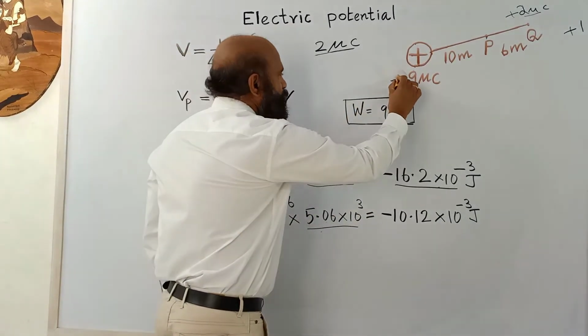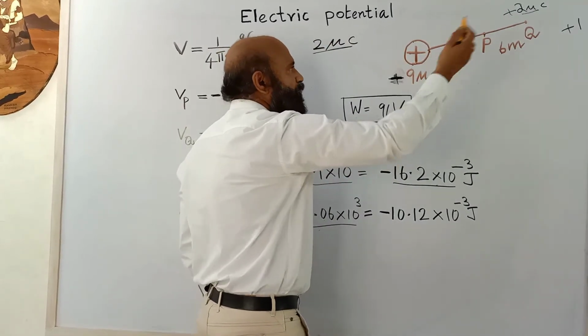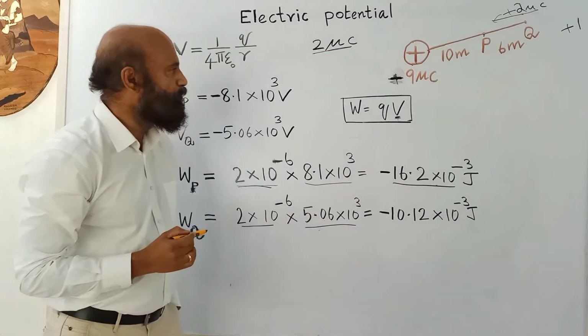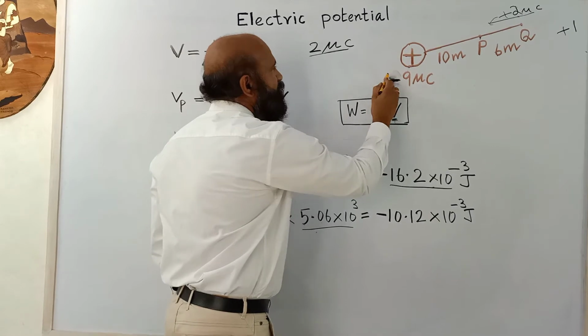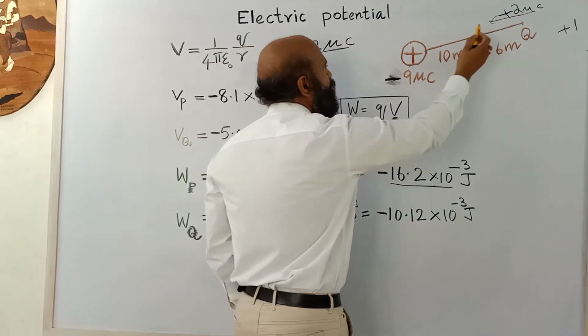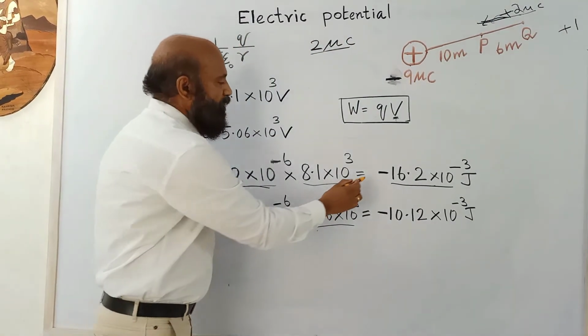When it is a positive charge, when you try to bring this positive charge, there will be repulsion. So the work done is positive. When it is a negative charge, when you try to bring this positive charge, this negative charge will attract this positive charge. So the work done is negative.